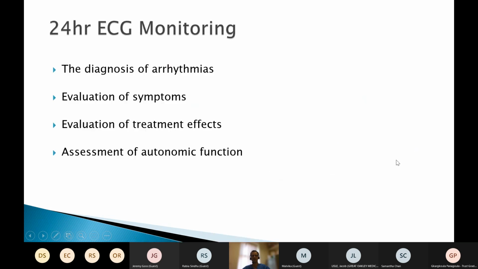So why do we use 24-hour ECGs? It's in order to diagnose arrhythmias. It's to assess the severity of symptoms. So we might have diagnosed ventricular ectopics, but the patient might be terribly symptomatic, and we do a 24-hour heart monitor. We might find that there are only half a dozen on a 24-hour tape, or we might find that there are several thousand. We want to assess the severity of the symptoms and the severity of the arrhythmia.